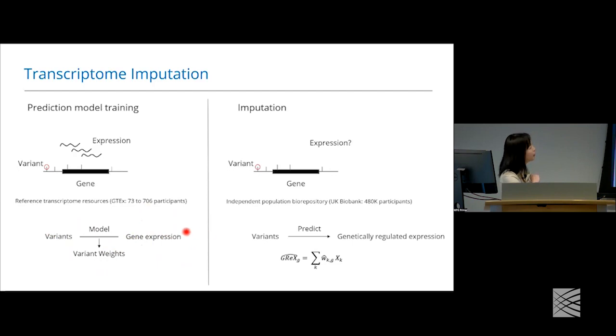Then by using the linear combination of those weighted variants, you can calculate a value for the gene expression. So we apply those models to an independent population biorepository, such as the UK Biobank, where we have 480K participants with genetic data, but we don't have gene expression data. We use the weights combined with the genetic variants data in the UK Biobank to calculate, or predict, the genetically regulated gene expression levels across different tissues. You can think of the predicted values as a polygenic score of gene expression.